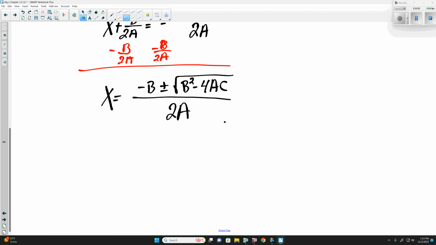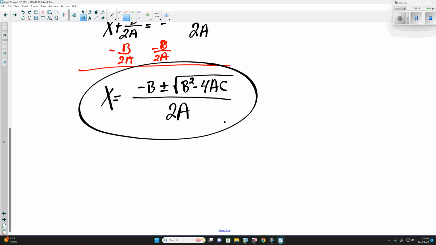So a, b, and c can be any real number. That means for any quadratic equation, all we've got to do is plug in b in its corresponding spot, a in its corresponding spot, and c, and simplify. This is the quadratic formula. You don't have to do any of those steps there. I did that to show you this is where the formula comes from. This is how we get it. Now you guys just have to use it.